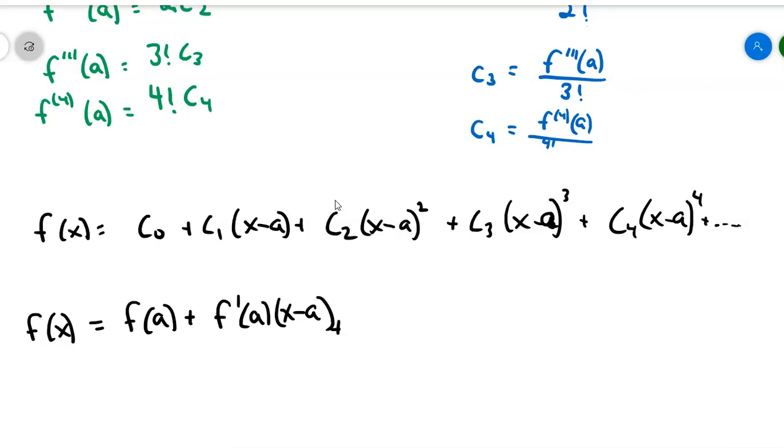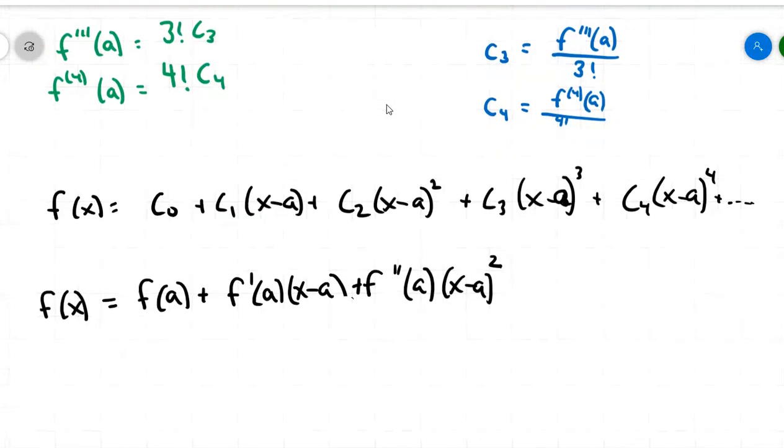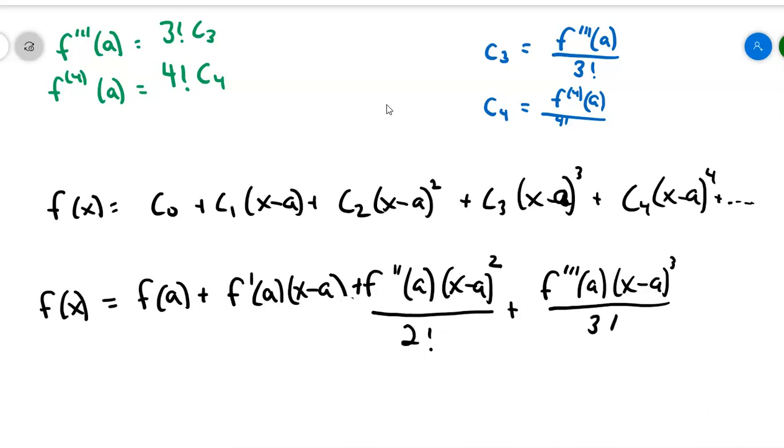plus f double prime of a x minus a squared, except realize that that f double prime is over 2 factorial. And the f triple prime is over 3 factorial. And you can see that if I did the quadruple prime, that would be divided by 4 factorial. So what have I created? I've created this formula that must be forever in your memories.